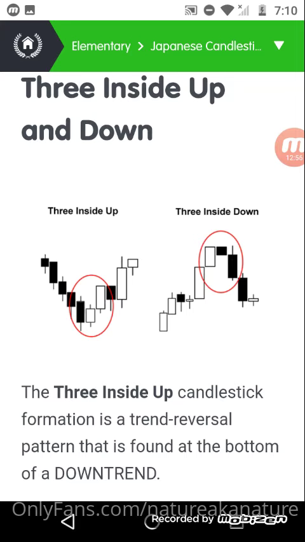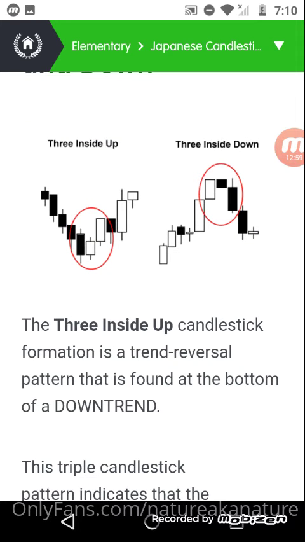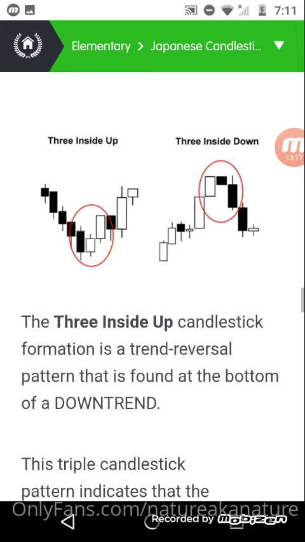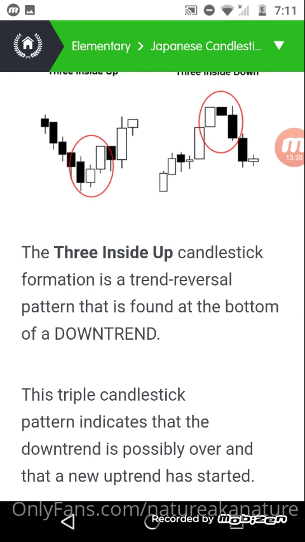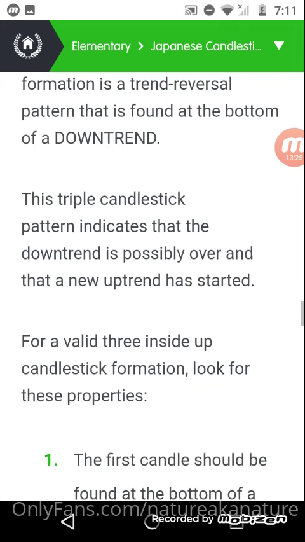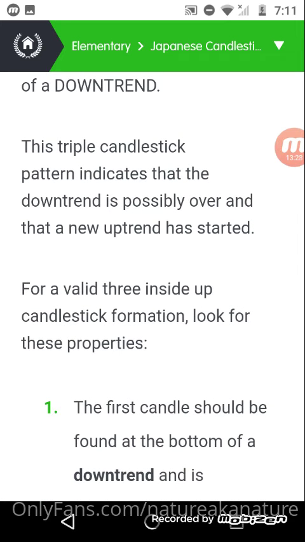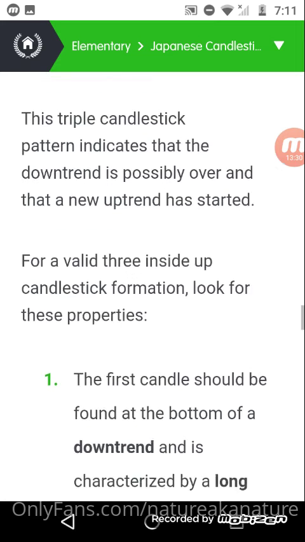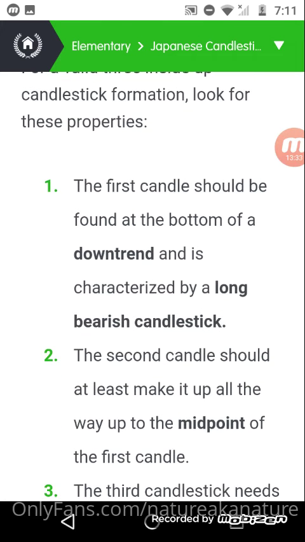This is a triple stick candle pattern that indicates that a downtrend is possibly over and that a new uptrend has started. For a three inside up candlestick formation to be valid, you have to look for these properties. The first candlestick should be found at the bottom of a downtrend, and it should be a long bearish candlestick. It's a reversal pattern for an uptrend, so you're going to see it on the downtrend. The first candlestick should be bearish. The second candlestick should at least make it up to the midpoint of the first candle.